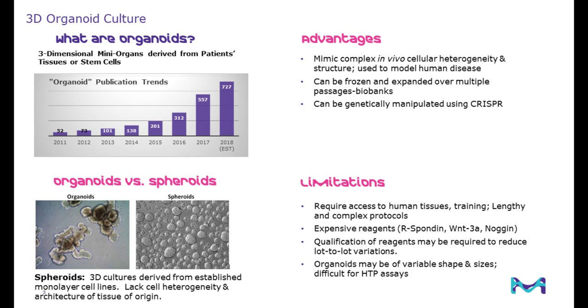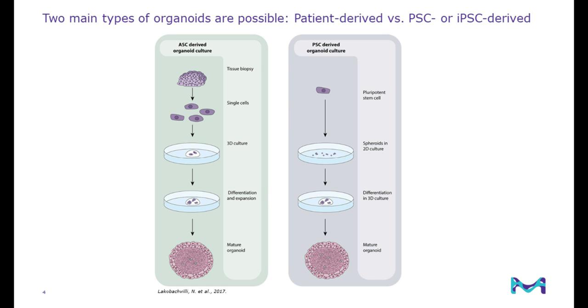There are also some limitations for organoid culture as well. Isolation and culture of organoids from primary tissues may require experience and training, while protocols to differentiate iPS cells to organoids are lengthy and complex. They also require expensive factors such as R-spondin, Wnt3A, and noggin for culturing. These factors may require lot-to-lot qualifications to reduce the variability between lots. Organoids can also be variable in shape and size, thus making it difficult to implement them in high-throughput screening assays.